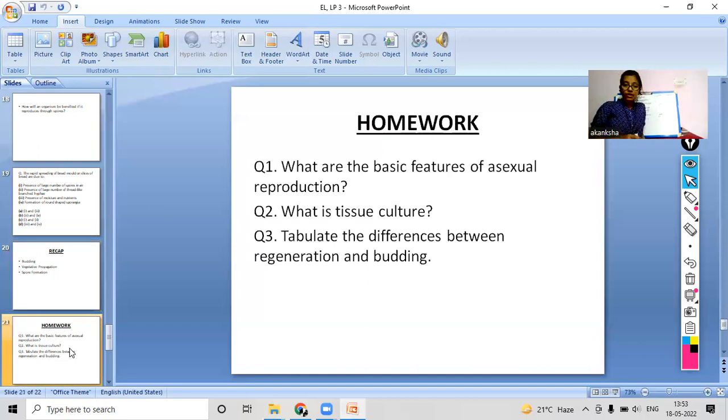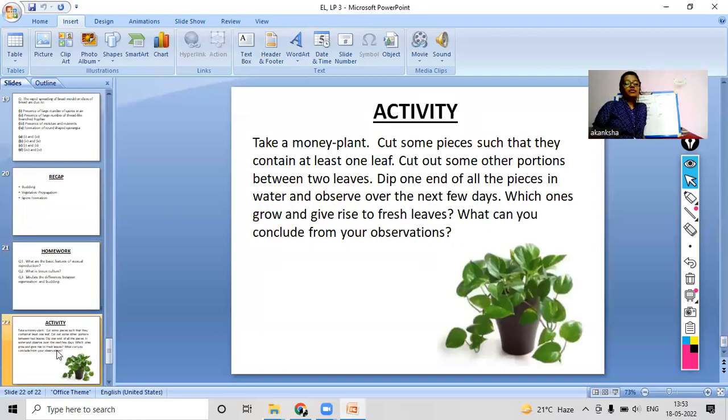Coming to the homework part. So these are some of the questions that you have to solve. And then there is the activity. What you have to do is you have to take a money plant, cut some pieces such that they contain at least one leaf, cut out some other portions between two leaves, dip one end of all the pieces in water and observe over next few days which one grows and which one gives rise to fresh leaves, and what can you conclude from your observation. So you have to write a little observatory report on this activity.